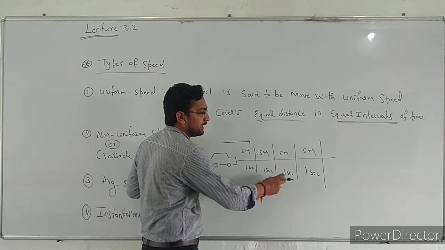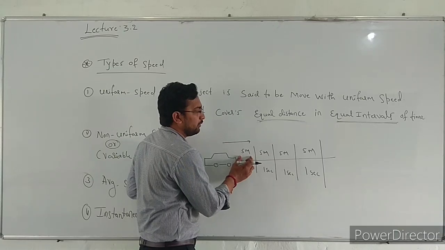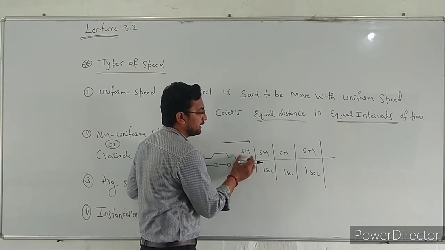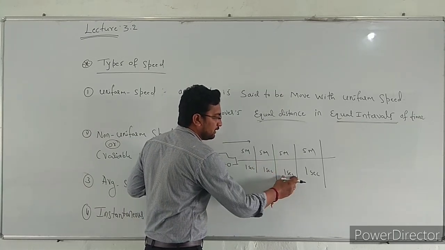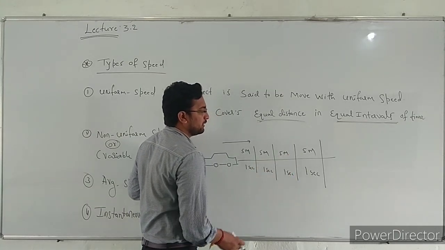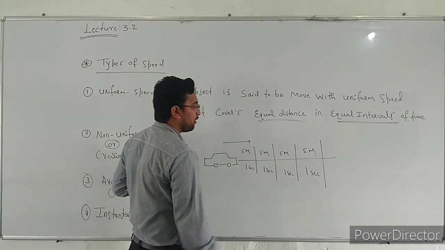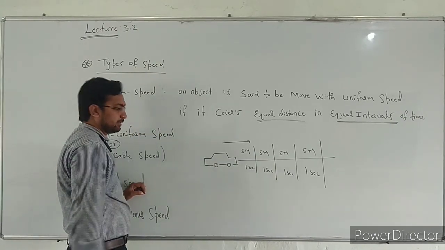Here the time interval is 1 second each. In each interval, the vehicle covers equal distance: in the first second 5 meter, in the second second 5 meter, and in the third second 5 meter. That means it covers equal distance in equal intervals of time, so it is said to have uniform speed.